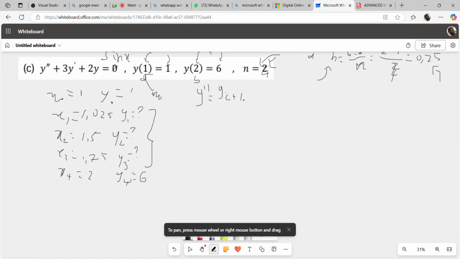y i plus 1 minus 2y i plus y i minus 1, everything over h squared. Now you have y prime. You have two formulas, one for y prime and one for y second. For y second it is y i plus 1.